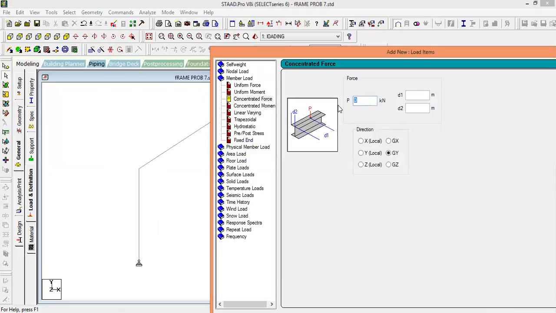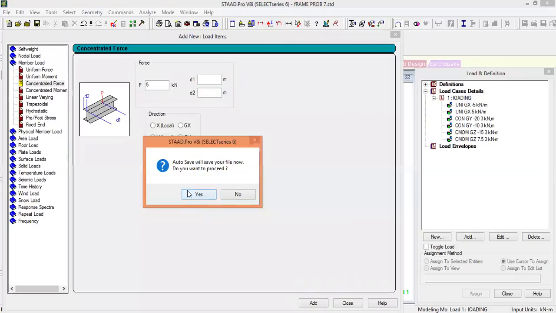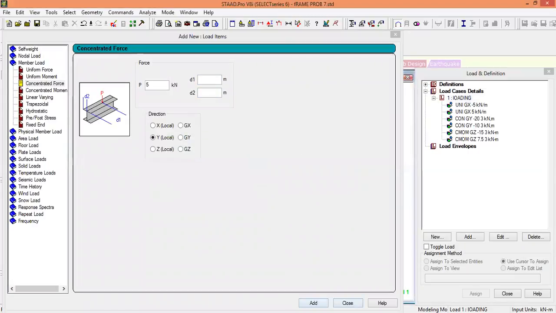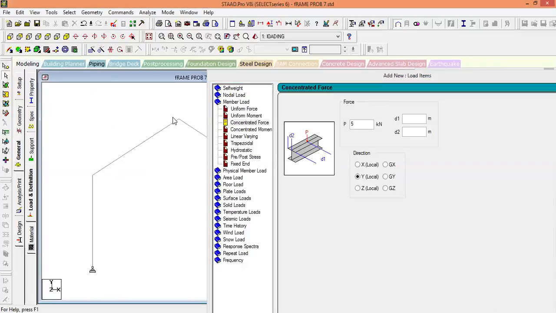This is 5 kilonewtons in the positive local y-axis. In the positive local y-axis, correct? So therefore, this is positive local y-axis. I will just add it. Then at the end, I should provide another 5 kilonewtons, here in the positive global y-axis direction.